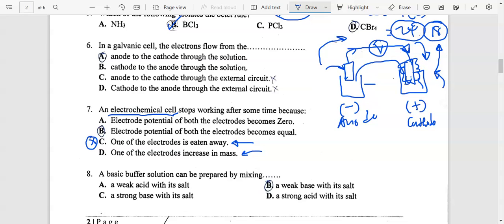Question number 8. A basic buffer solution can be prepared by mixing. All right. So when you are preparing a basic buffer solution, well, firstly, we need to know what a buffer solution is. A buffer solution is a solution that contains an acid and its conjugate base or a base and its conjugate acid.